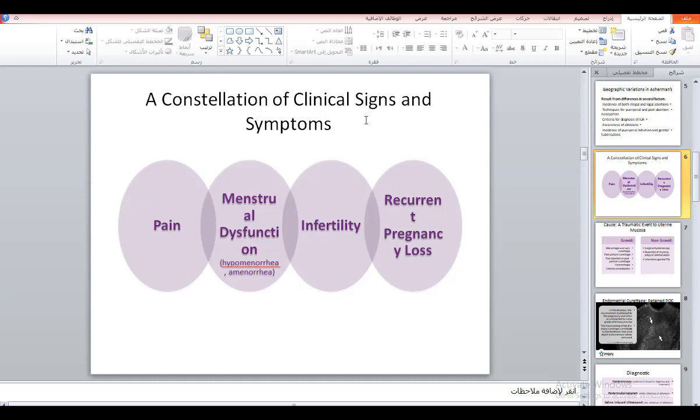Constellation of clinical signs and symptoms: they present with pain, menstrual dysfunction in the form of hypomenorrhea or amenorrhea, and infertility with recurrent pregnancy loss.